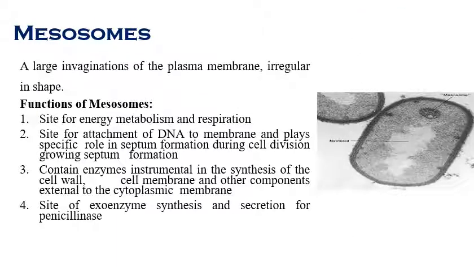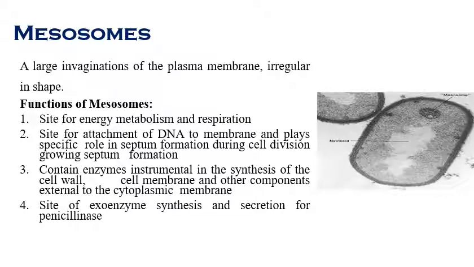Mesosomes are large invaginations of the plasma membrane which are irregular in shape. Now we will see a few of the functions of mesosomes. These are the site of energy metabolism and respiration. It is also the site of attachment of the DNA membrane, which plays a major role in binary fission. Sometimes this small septum enlarges and is helpful for the bacteria at binary fission times.